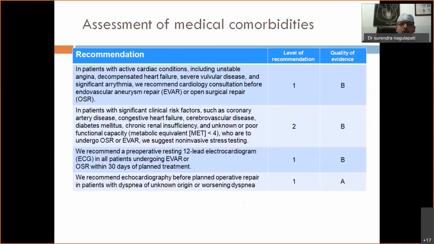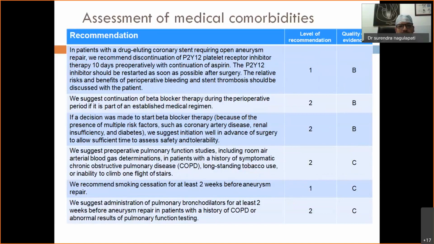Coming to assessment of medical comorbidities, in patients with active cardiac conditions like unstable angina, decompensated heart failure, severe valvular disease, and significant arrhythmias, they always suggest a cardiac consultation along with a 12-lead ECG, 2D echo and non-invasive stress testing before planning any open or endovascular procedure. If the patient has already undergone coronary stenting and is on antiplatelet medicine, then we should stop those medicines 10 days prior to an open procedure, and the benefits versus the risk of bleeding and stent thrombosis should be discussed with the patient.